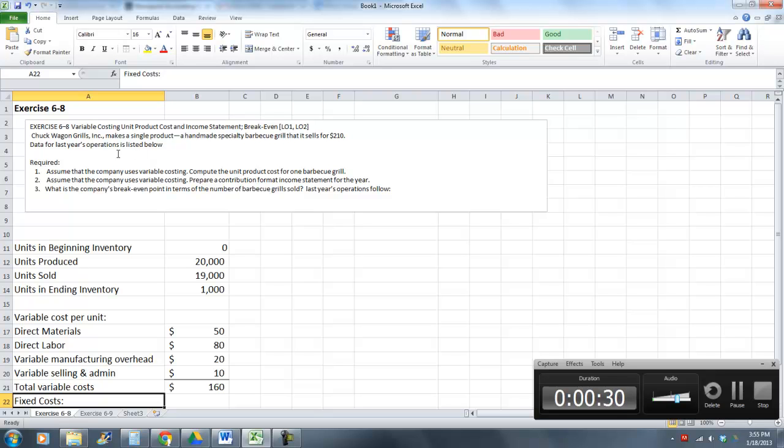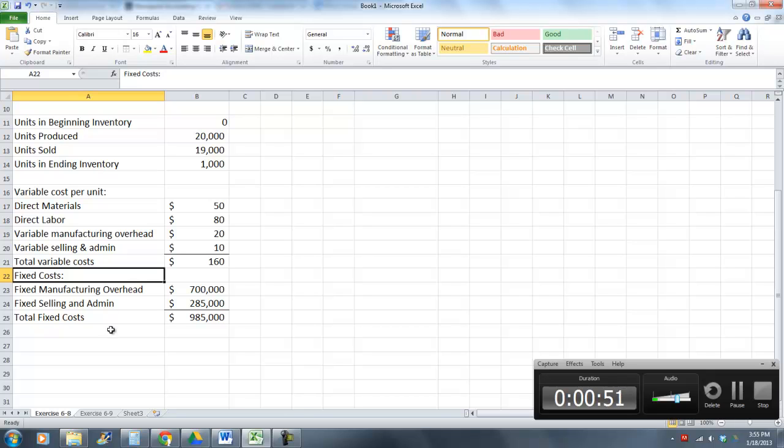The requirements of the problem are: 1. Assume that the company uses variable costing. Compute the unit product cost for one barbecue grill. 2. Assume that the company uses variable costing. Prepare a contribution format income statement for the year. 3. What is the company's break-even point in terms of number of barbecue grills sold? Alright, so here's the information given from last year. The very first thing that we want to do is determine the product cost.